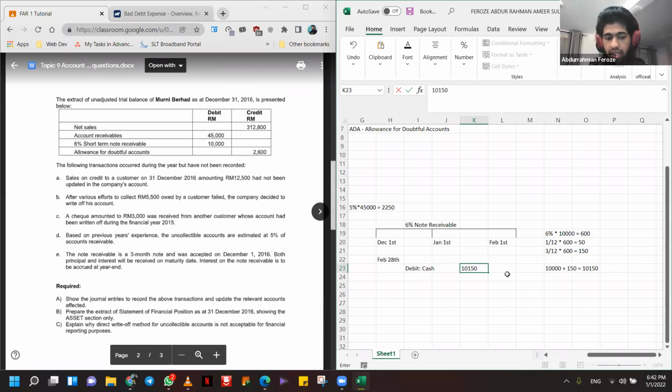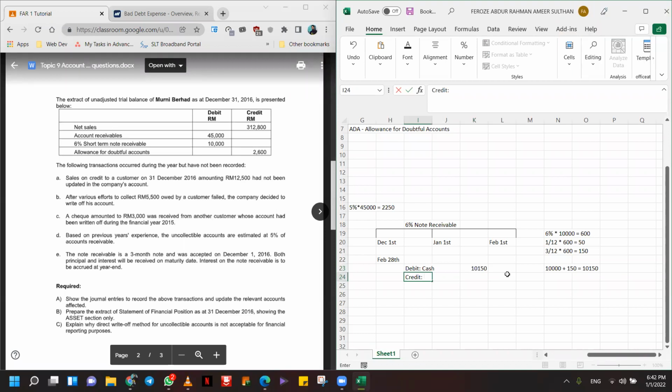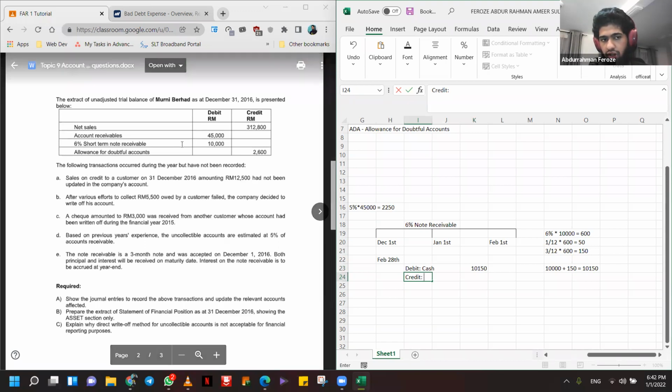Debit cash, credit accounts receivable. Yeah, 10,050. Okay, now what do we credit? What should be credited here? There will be 2 credits. Cash is debited. When there are 2 accounts being credited, it's split between the 2 accounts. So first you credit, when it was given out, short-term note receivable was debited. So here, short-term NR.